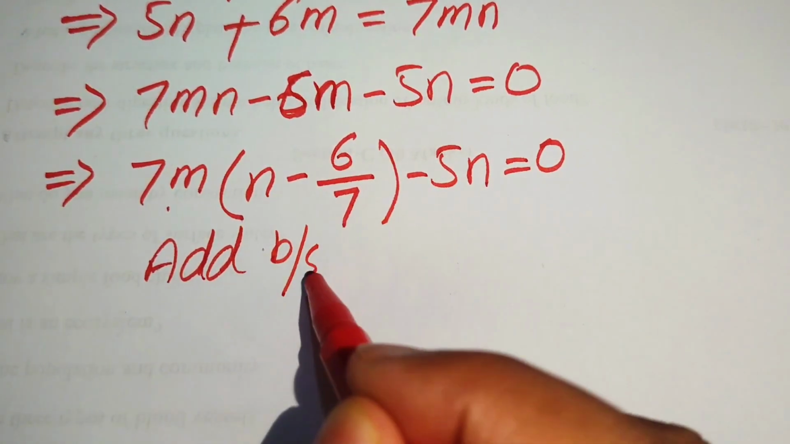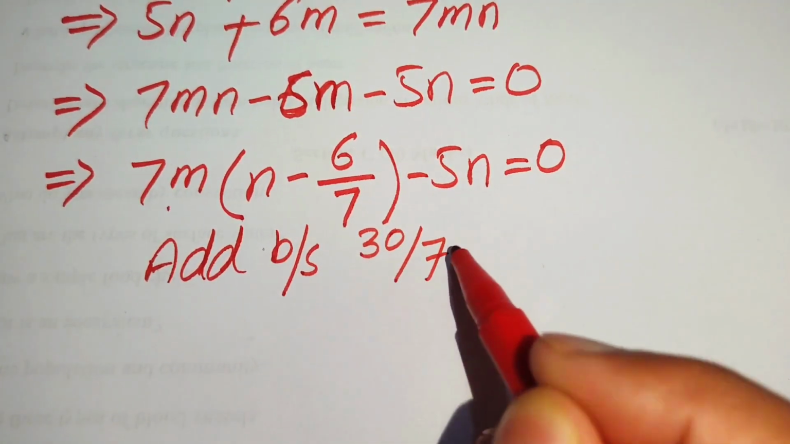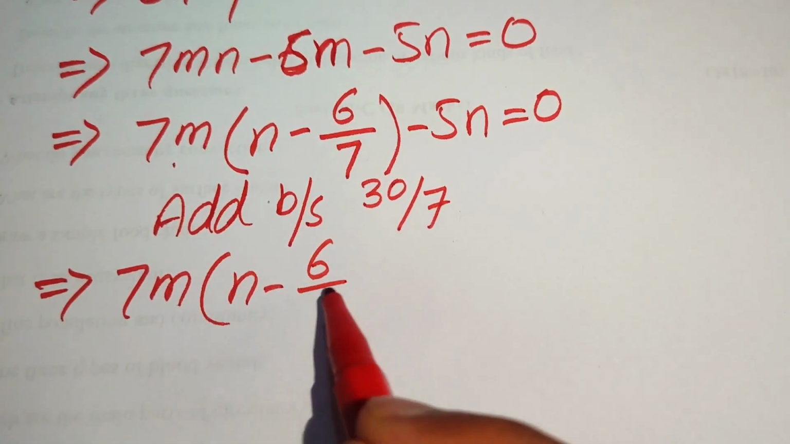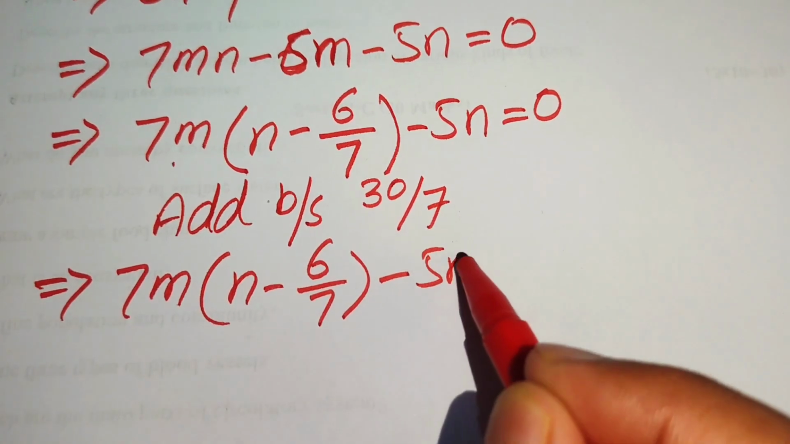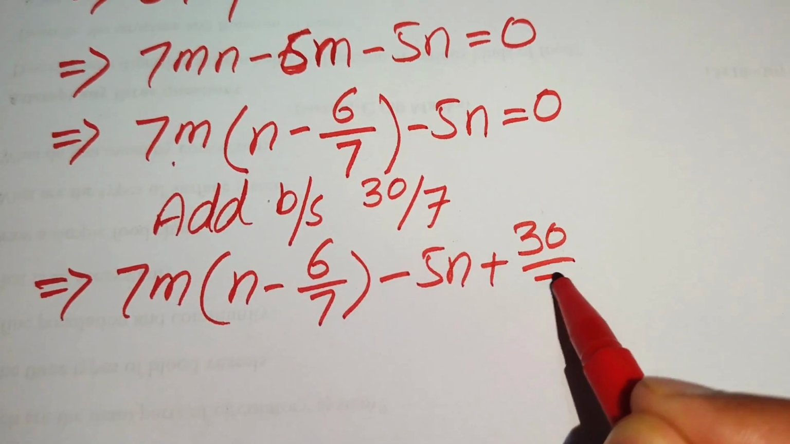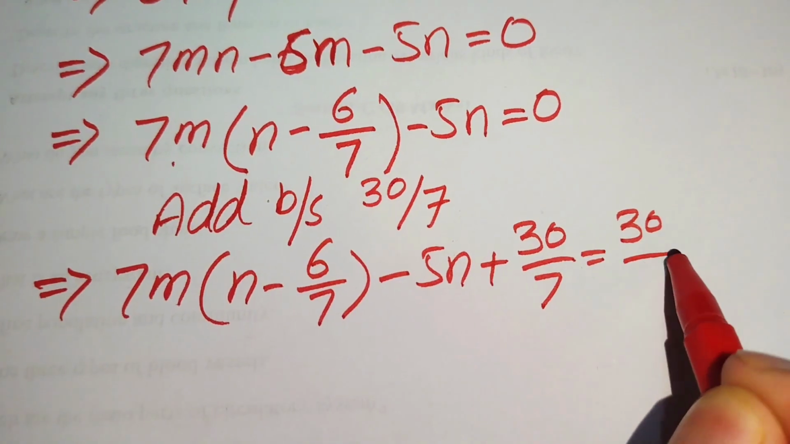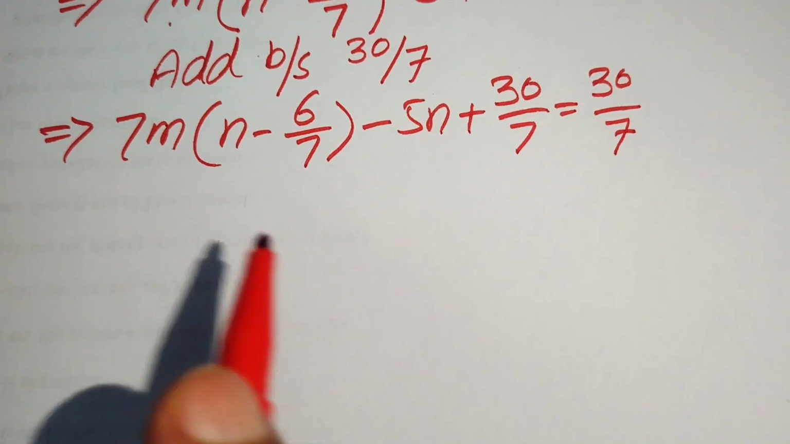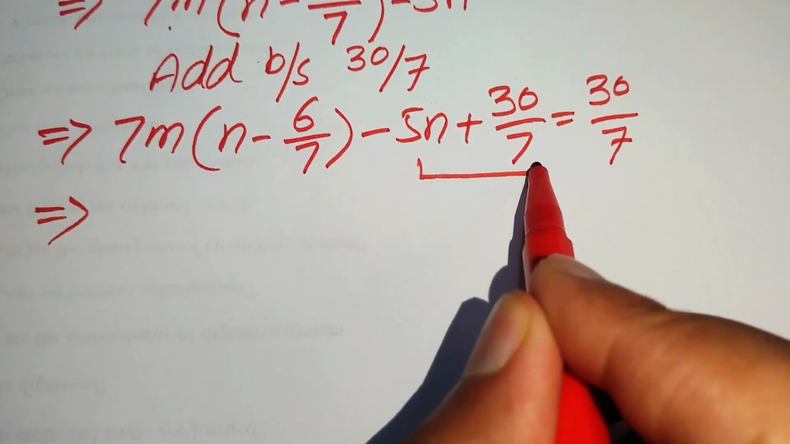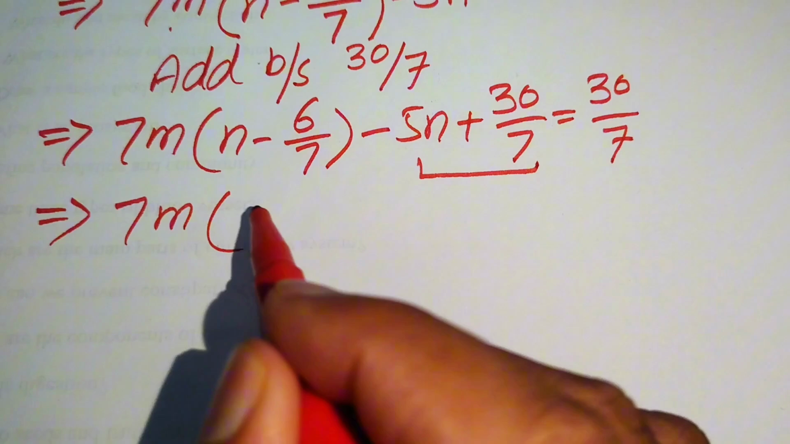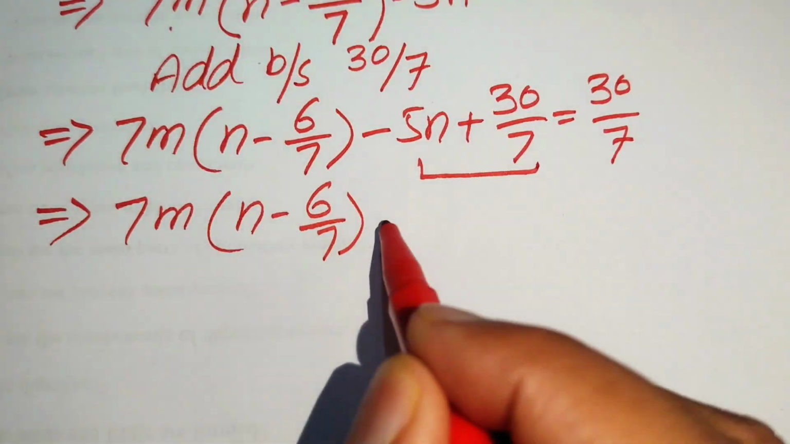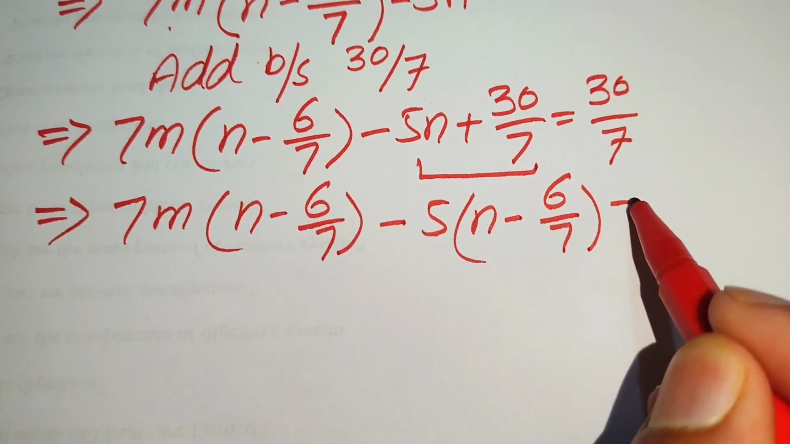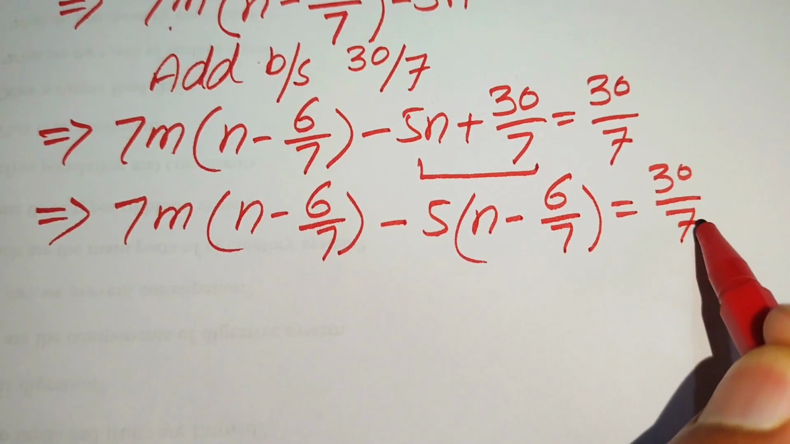So we write here, add 30 over 7 to both sides, and it will be written as 7m times n minus 6 over 7 minus 5n plus 30 over 7 equals 30 over 7. In the next step, we take common 5 from here, and it will be written as 7m times n minus 6 over 7 minus 5 times n minus 6 over 7, and this whole equals 30 over 7.